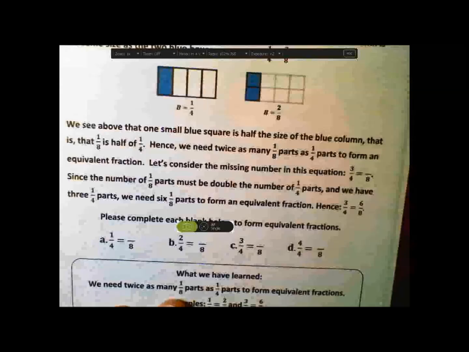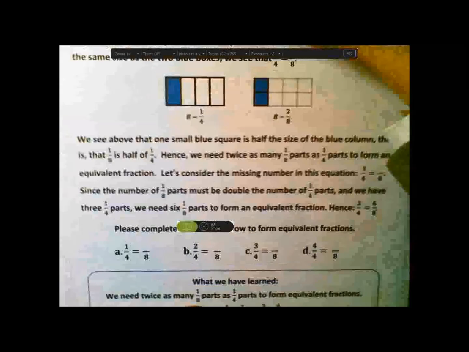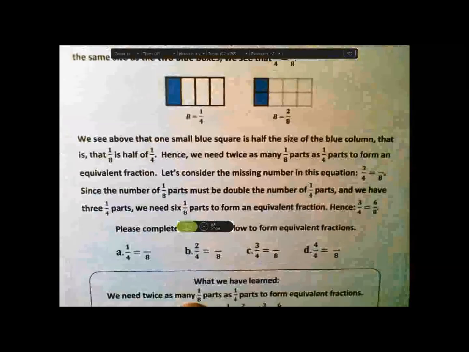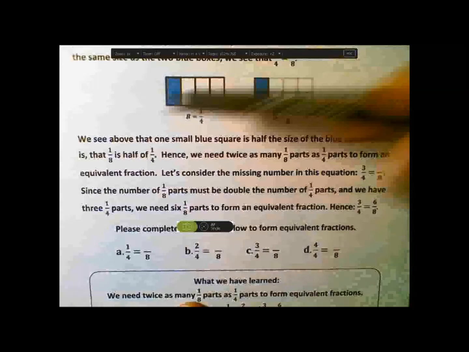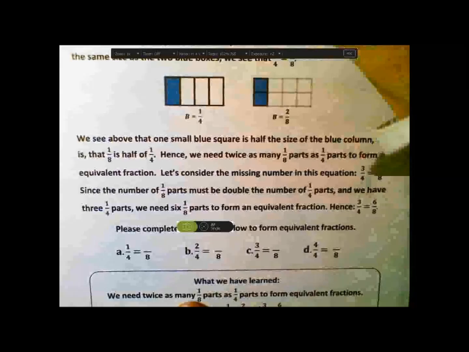Because there's two different squares in the 2/8. Exactly. Two of those squares make up the column, so each one is half of the column. Okay, continue reading to the next line, please.